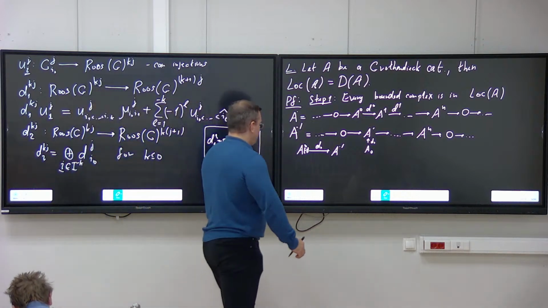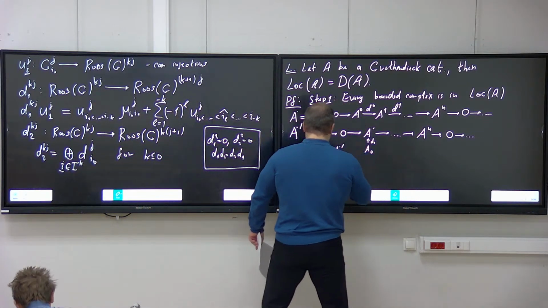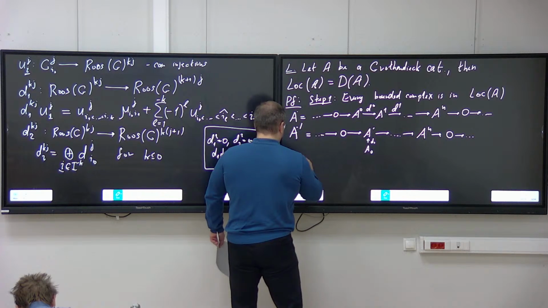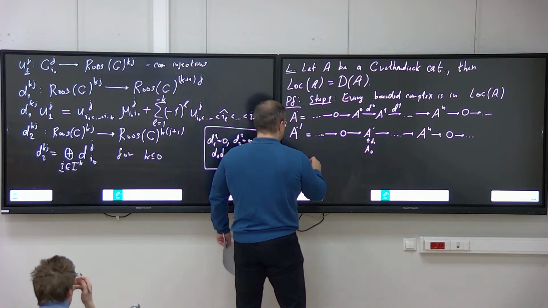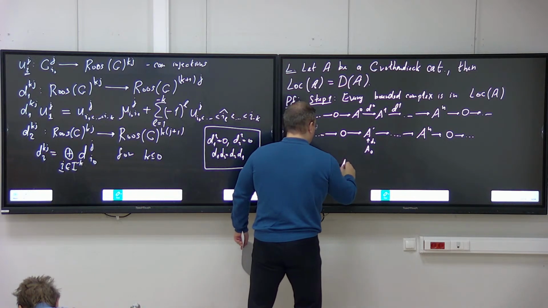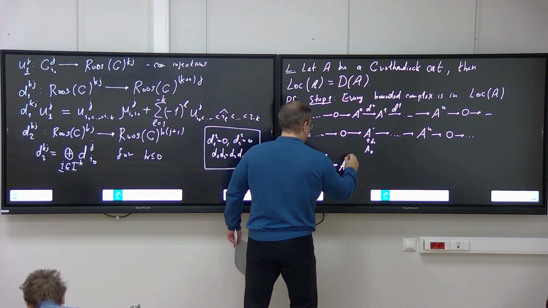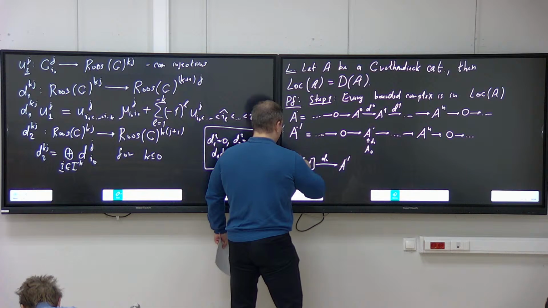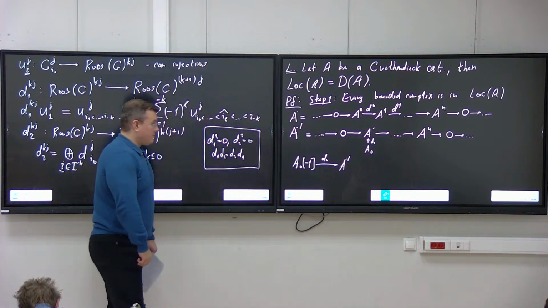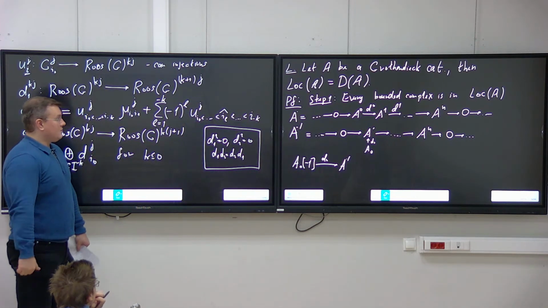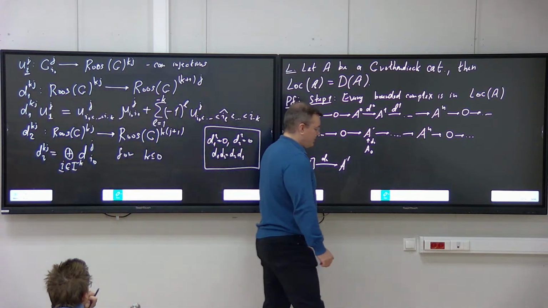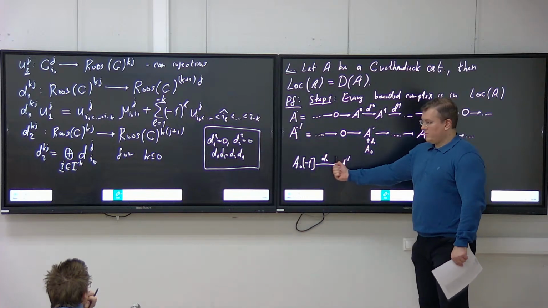Okay, maybe I just erase this, there's no space to continue the computation. So A0, which I want to put in degree, say 1, so minus 1, has a map by the differential to A prime. And I was asking what happens if I complete this to a distinguished triangle. In other words, I would just take the cone. So we know that distinguished triangles in the derived category are obtained by taking the cone of this map.